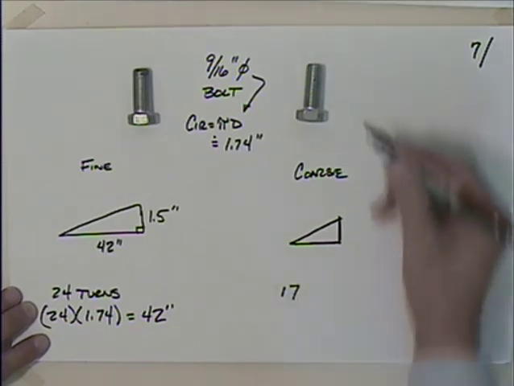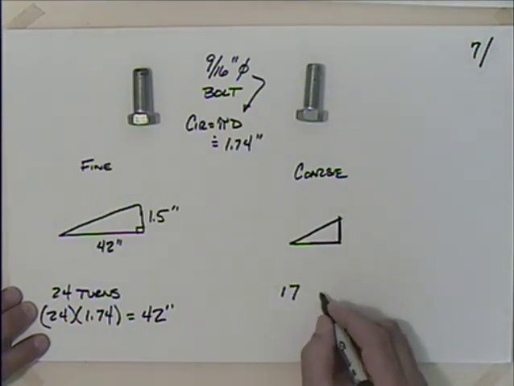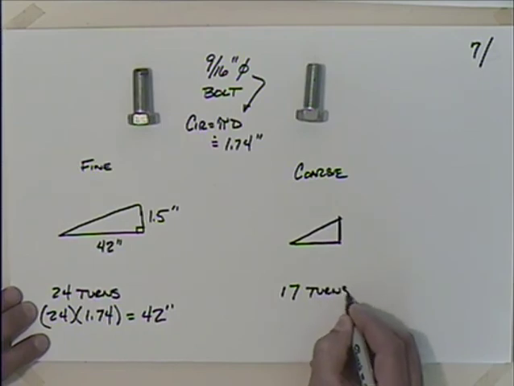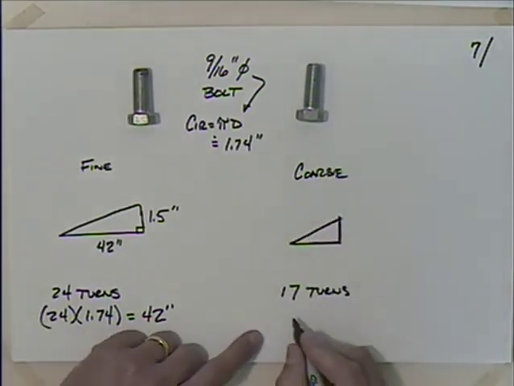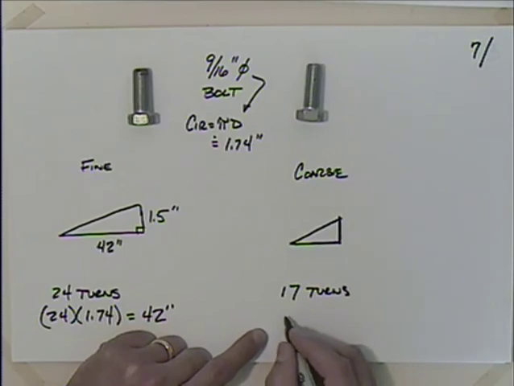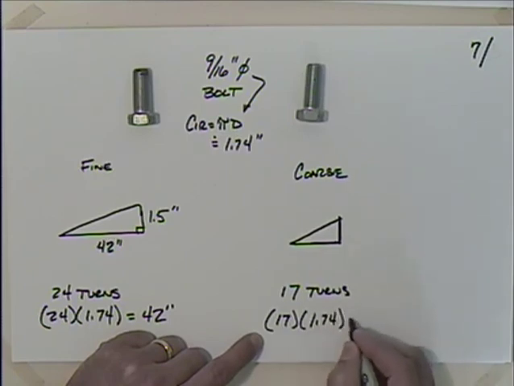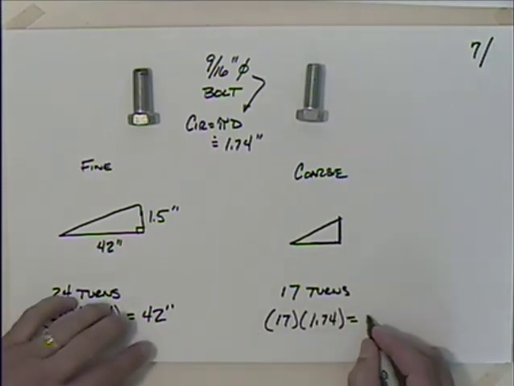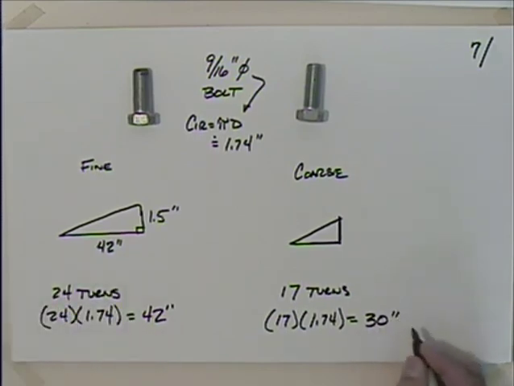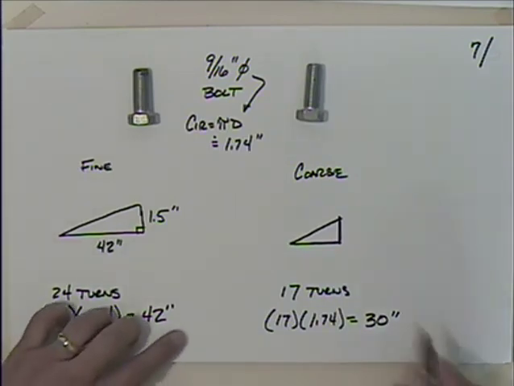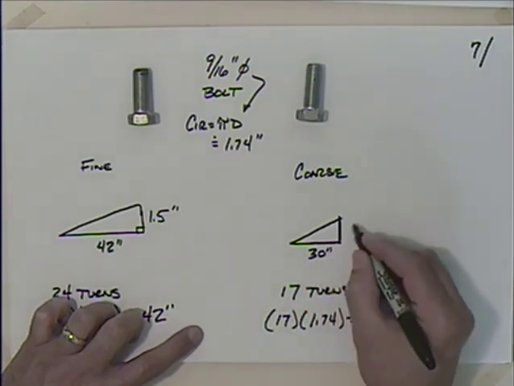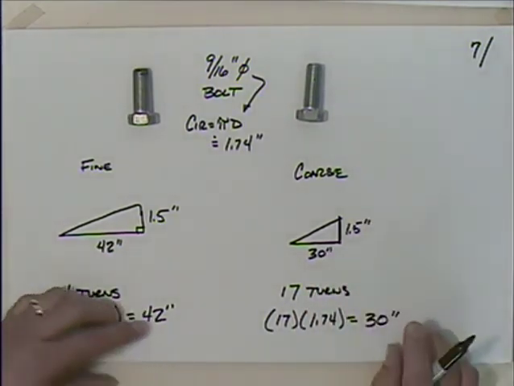So 17 turns, count those, I'd have 17. We could work this out as threads per inch too, but I just counted those in 1.5 inches. So I've got 17. So I'm going to take 17 now times that 1.74, which turns out to be equal to 30 inches. Double check that. Yeah, that's close enough. So I've got 30 inches to go the 1.5 inches.